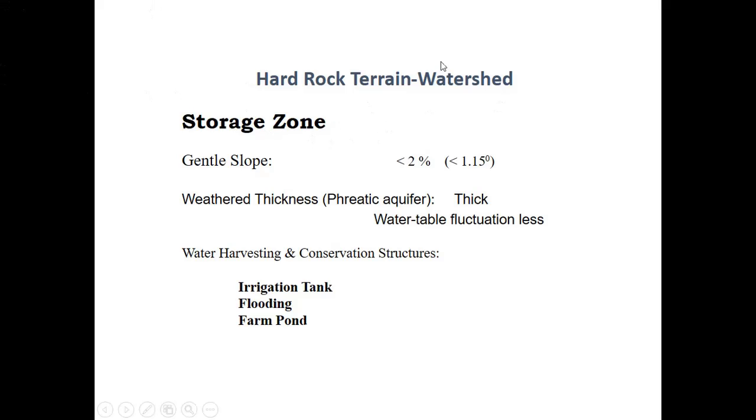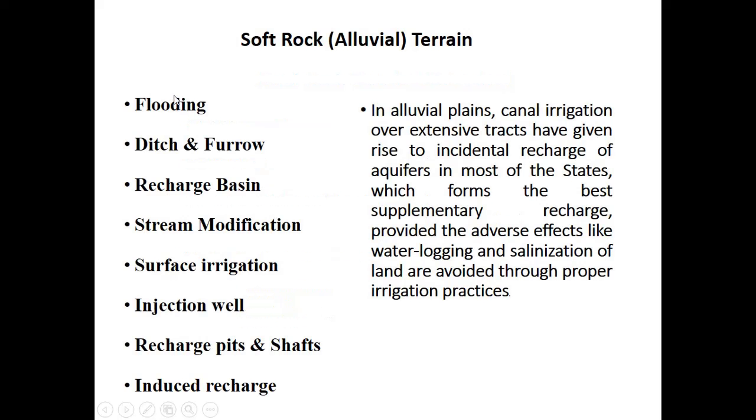In highly weathered hard rock terrain, that is the storage zone, slope will be less than 2%, the thickness of the aquifer is highly thick, and water table fluctuation is very less. The structures suitable for this type of zone are irrigation tank, flooding and farm pond. These are the techniques to be used in soft rock or alluvial terrain.